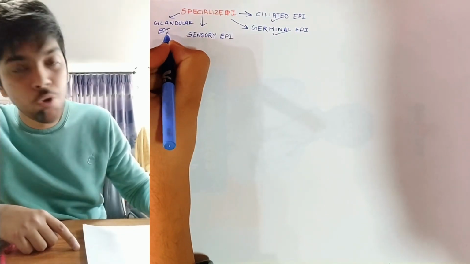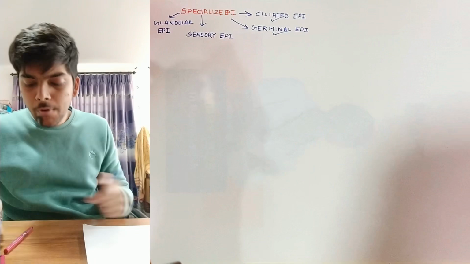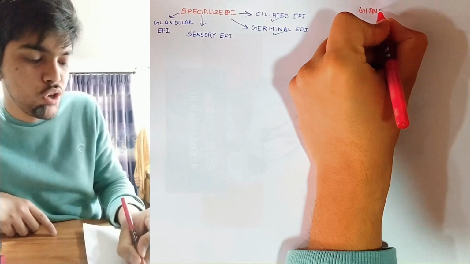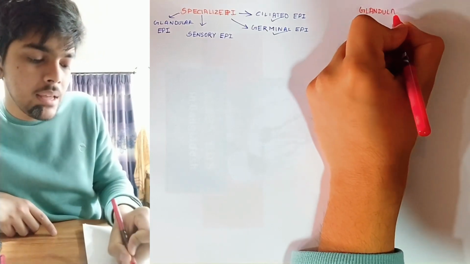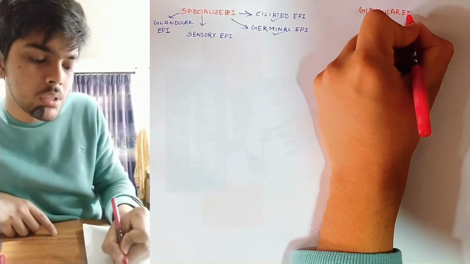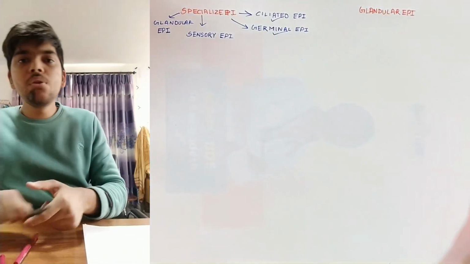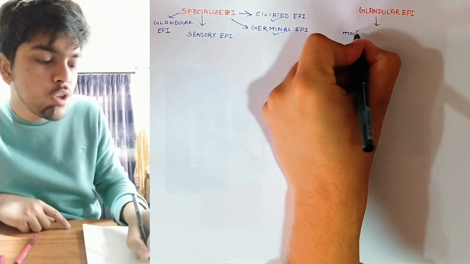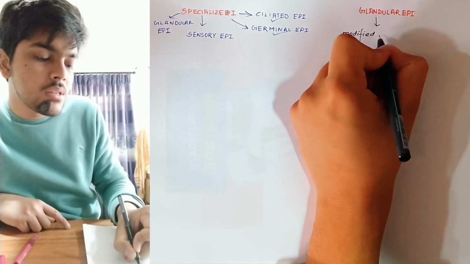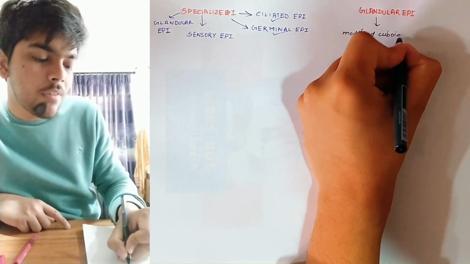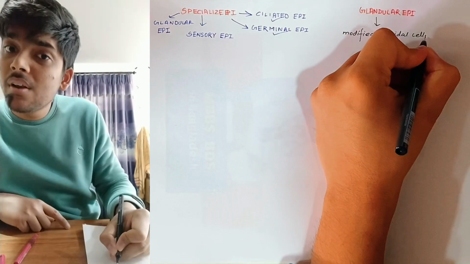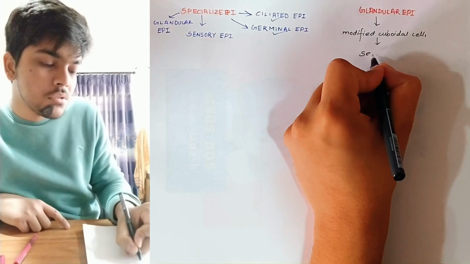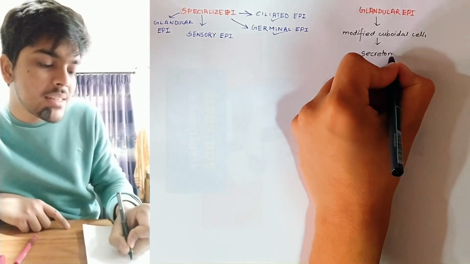These 2 types are yet to be done. Among these 2, today we will be dealing with glandular epithelium. Glandular epithelium is going to be our topic for today. So glandular epithelium is nothing but modified cuboidal epithelium. So it consists of cuboidal cells that are modified. Modified to do what exactly? They are modified for secretion. So these are secretory cells.